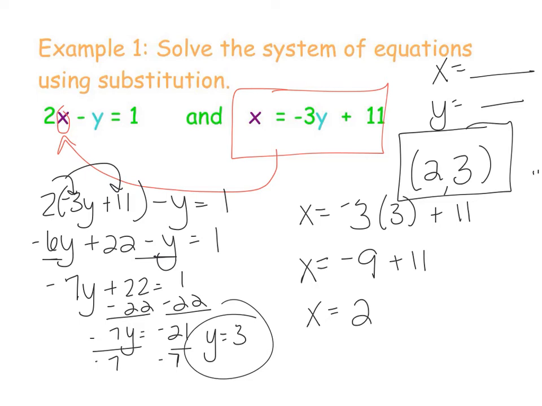Now I can always check that by substituting 2 and 3 into either of the two equations. It needs to work in both. Chances are good, if I've done my math right, if it works in one, it's going to work in both. Let's substitute it back into that first equation. If we use that first equation, we would have 2 times 2 minus 3 equals 1. Let's see if that's true. 2 times 2 is 4. 4 minus 3 does equal 1. So I know I found the correct solution.